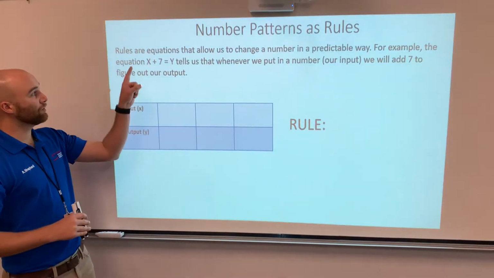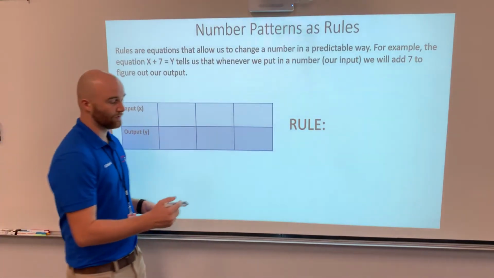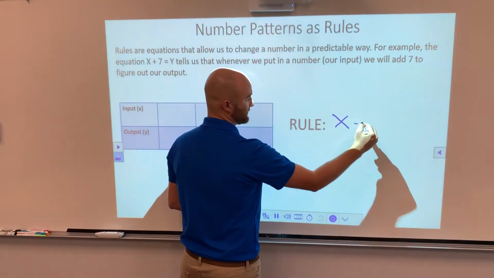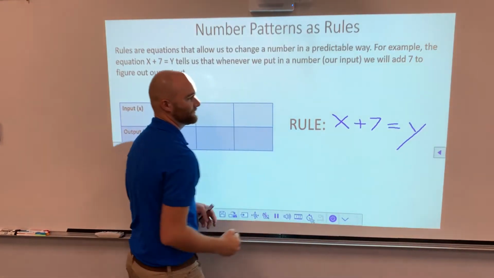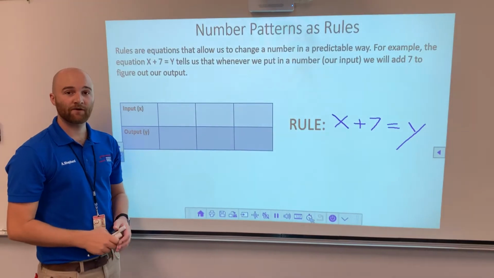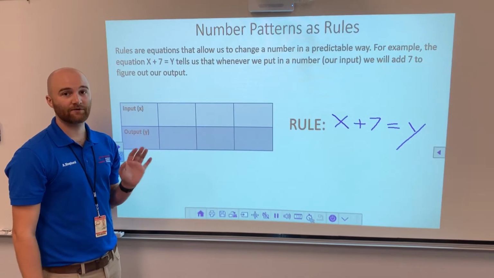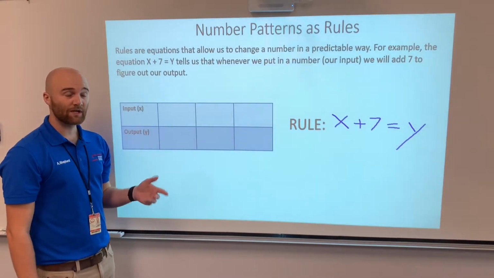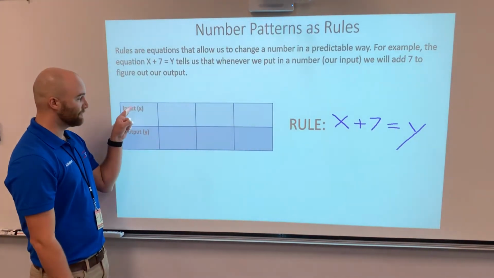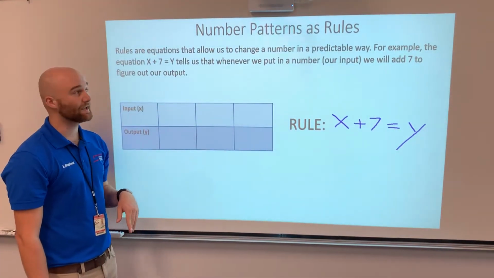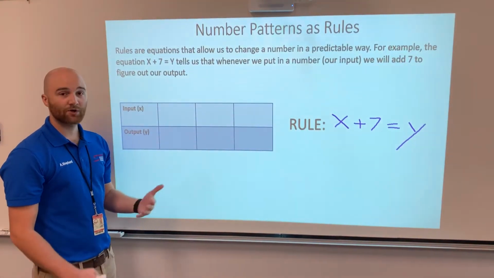If I had the rule x plus 7 equals y, x and y are both variables. They're numbers we don't know yet. They could be a lot of different numbers. What we can do in order to find some of those numbers is to put them into a table. We can look at this table to create a number pattern. So let's try it out.